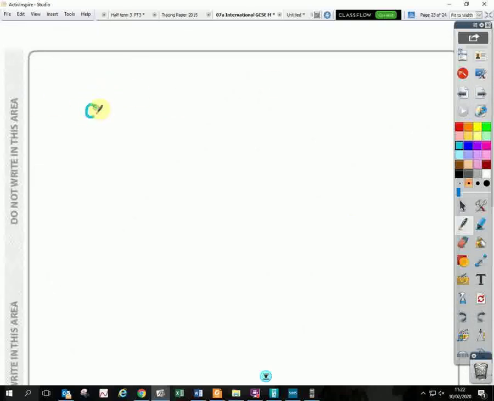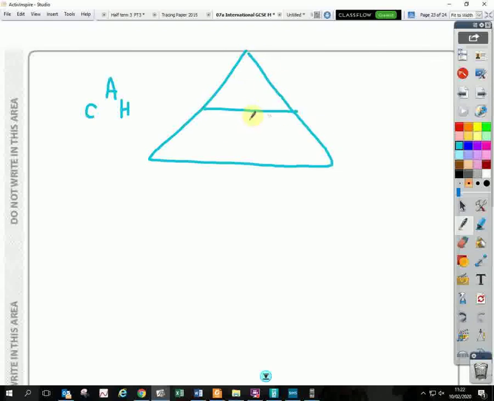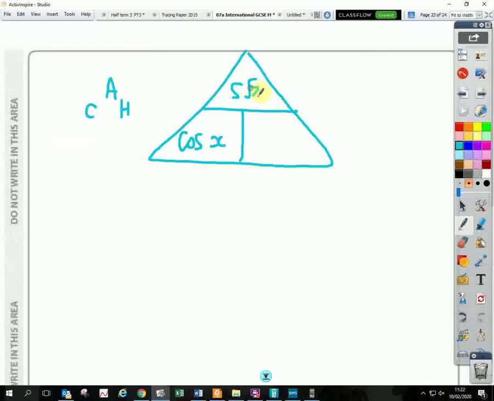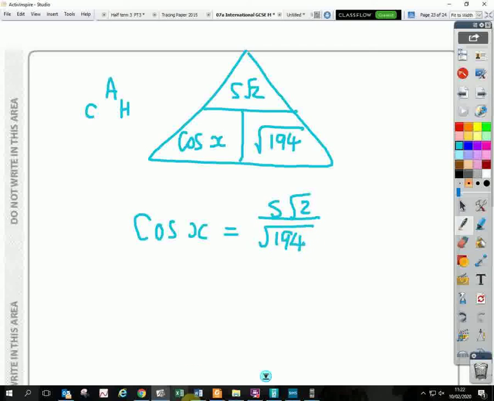So we can do that. We draw the CAH triangle. It goes like this. I draw it again a little bit bigger and start to fill it in. So we have cos x, cos of the angle, is equal to the adjacent, which is 5 root 2, over the hypotenuse, which is root 194. All exact, very beautiful. Now what I'm going to do is write down the first line of working here, which is cos of the angle is equal to adjacent over hypotenuse, and then inverse cos this to work out the angle. So it's the inverse cos of the line above.